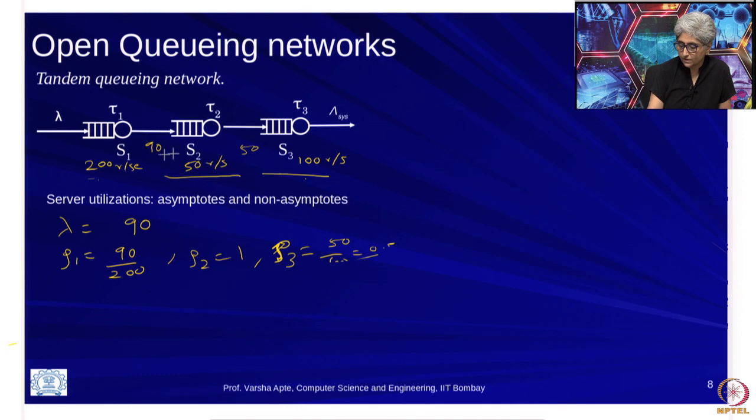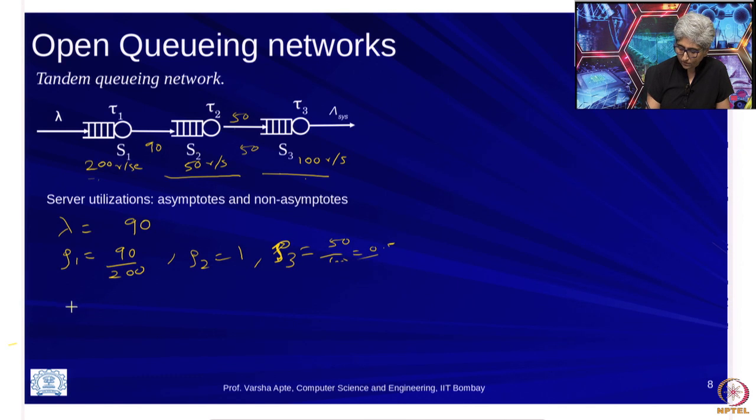When lambda tends to infinity also, the output of the previous server will go to 50 and therefore the asymptote of this server will always be 0.5. Okay, so this is a very interesting thing and we need to have a general rule to write this.